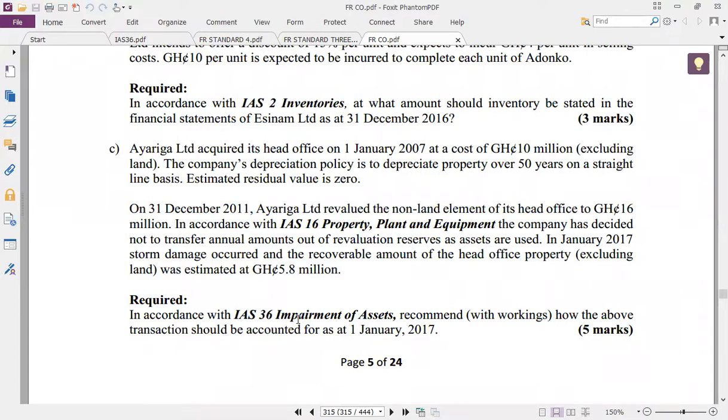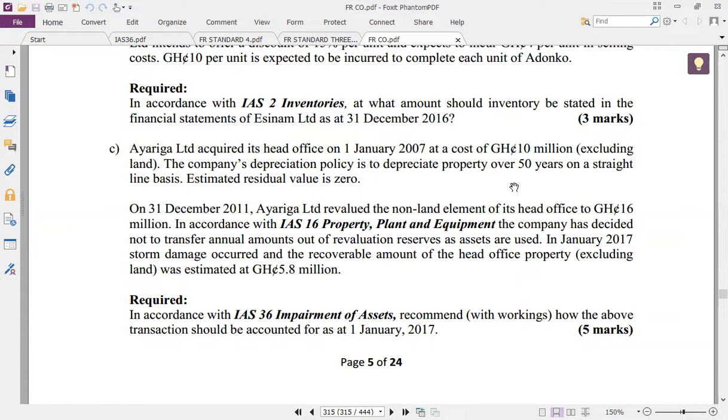So in accordance with IAS impairment of assets, recommend with reasons how the above transaction should be accounted for as of 3rd January 2017. IRGA Limited acquired its head office on January 3rd, 2007 at a cost of $10 million, excluding the land. The company's depreciation policy is to depreciate property over 50 years on a straight-line basis. Estimated residual value zero. So depreciation for each year is $10 million over 50.